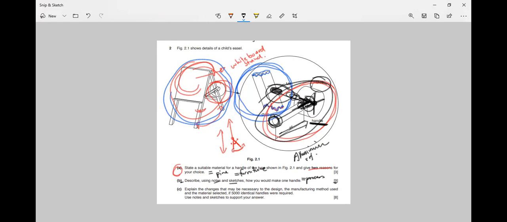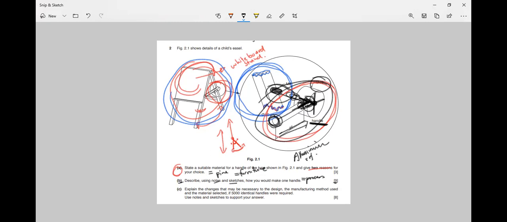Wait, but you said half of 25. Yes, half of 25. That's 13, isn't it? 13. What did I say? 15. Yeah, no, it's 13. Okay, so that is where that bit needs to stop.